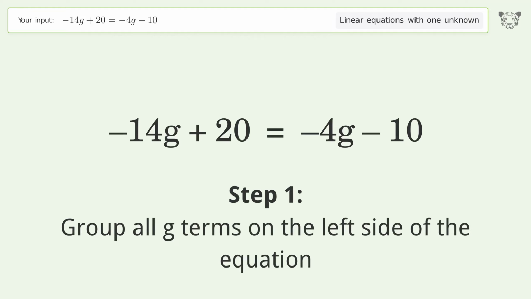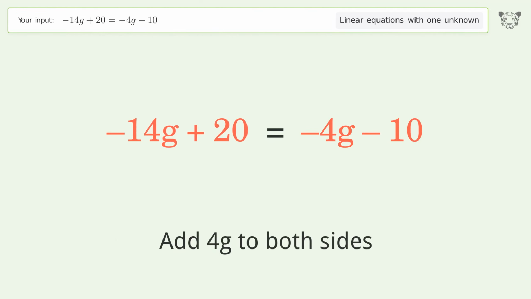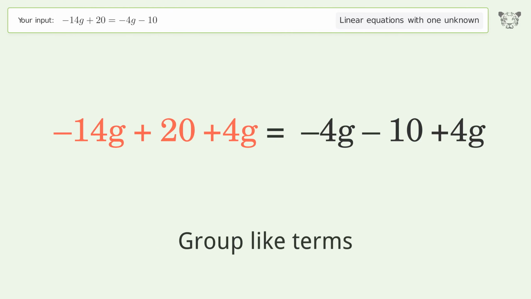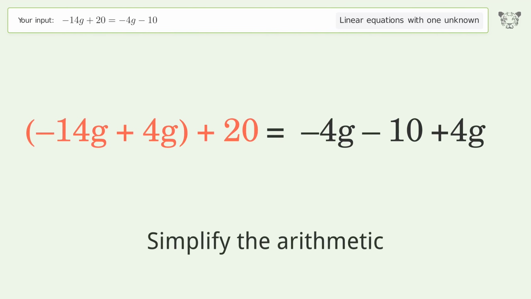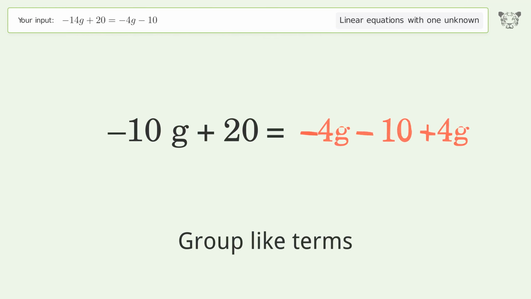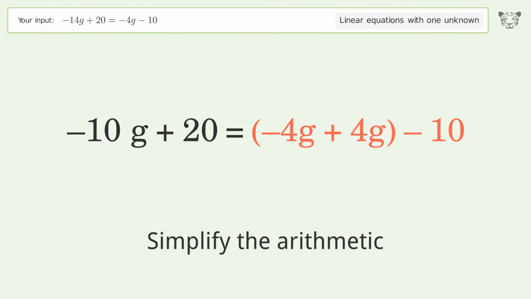Group all g terms on the left side of the equation. Add 4g to both sides. Group like terms. Simplify the arithmetic. Group like terms. Simplify the arithmetic.